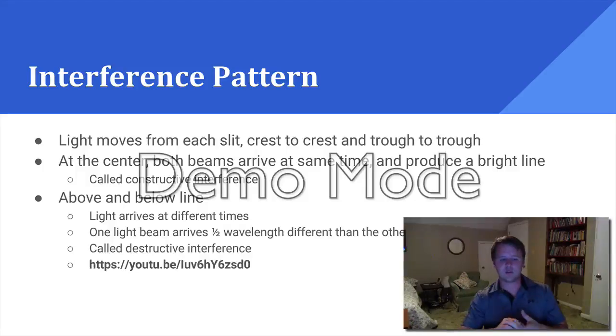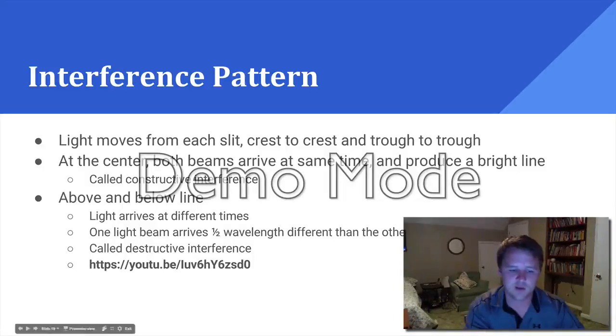And then above and below that line, light arrives at different times. When one light beam arrives half a wavelength different than the other beam, this is called destructive interference, because one arrives in crest and one in trough, so they cancel out. And here's the YouTube video right here. That's amazing.